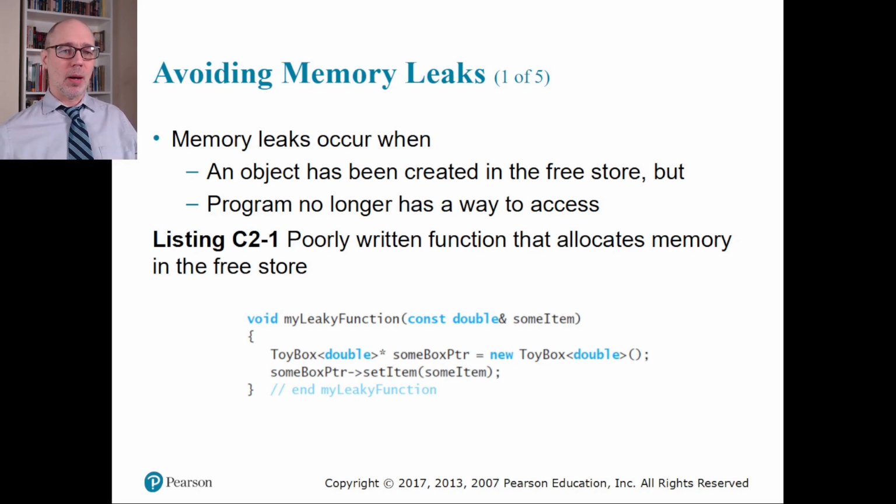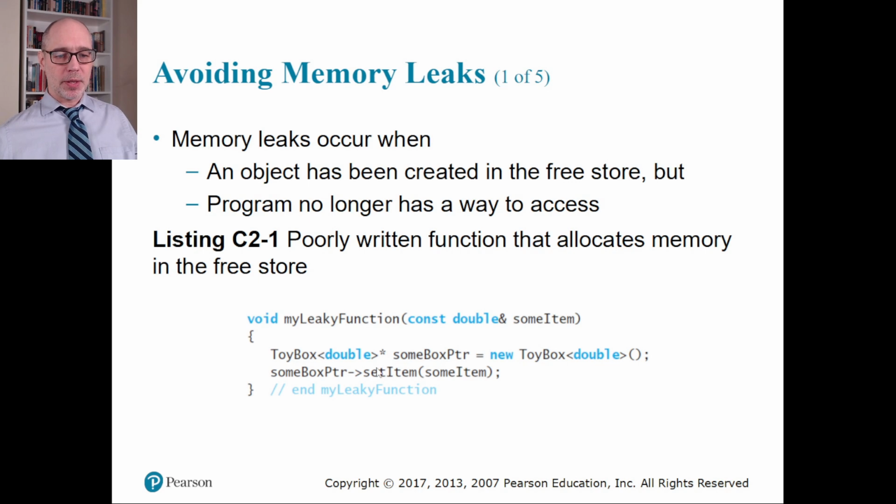So a memory leak occurs, among the problems you can have with pointers. A memory leak occurs when an object has been created and stored in the free store, but the program no longer has any way to access it because you've lost the pointer to it. So here's a very short example of a little function that causes a memory leak. It's called myLeakyFunction. So you pass in, remember again those three types of boxes, plain box, toy box, and magic box, some kind of item that you want to store in a box.